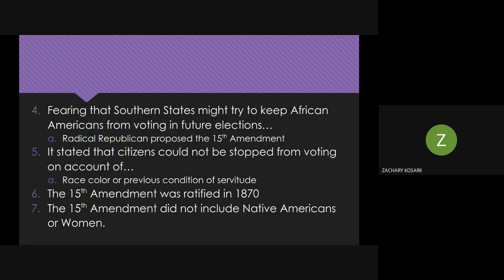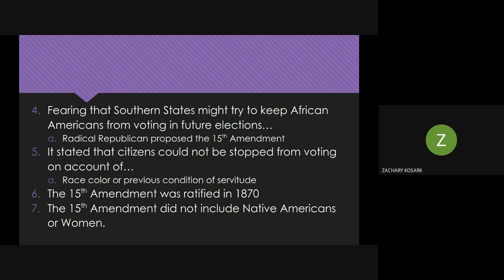The 13th banned slavery, the 14th grants citizenship to all people born in the United States, and then the 15th grants voting rights. It stated that citizens could not be stopped from voting on account of race, color, or previous condition of servitude. The 15th Amendment was ratified in 1870.